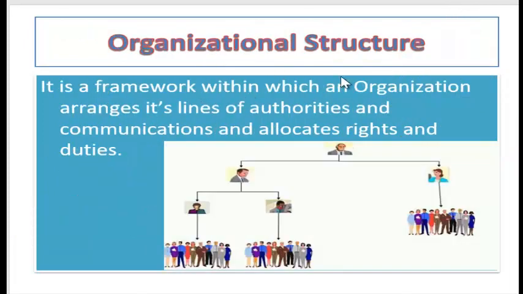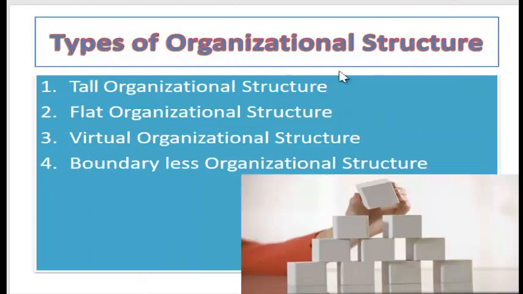So we have an organization structure where we have this chain of command, from top officials to this official, from this official to their own people, and from this official to their own set of group workers who actually work. Now, organization structure can be tall, can be flat, can be virtual, it can be boundaryless.